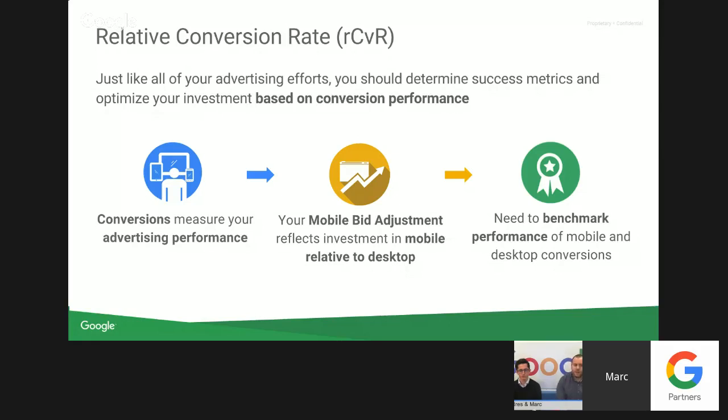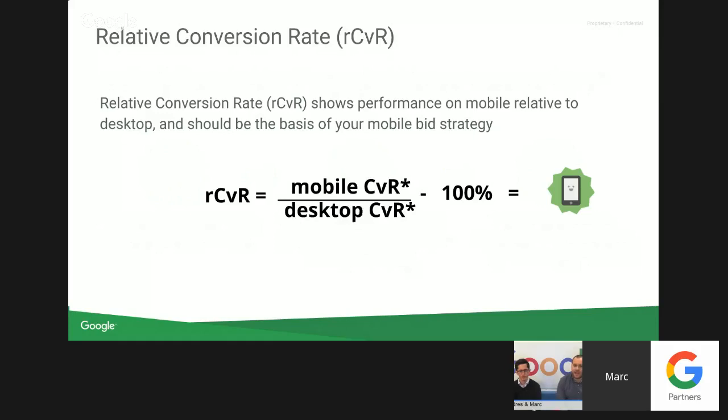So after all the build-up, what exactly is ORCVR? It's a very simple data-driven calculation that will determine your optimum embed. It takes your mobile conversion rate, it divides it by your desktop conversion rate, minus 100%, and that will give you your optimum embed in your AdWords account.